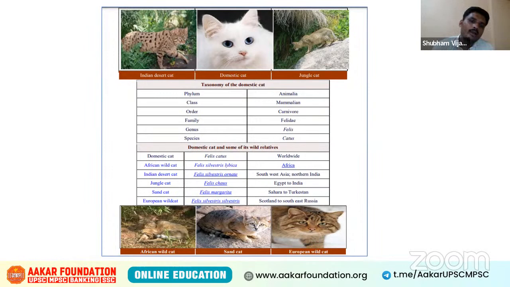Accordingly, we'll take some types. Domestic cat, its scientific name is Felis catus, and it is worldwide in distribution. Then African wildcat, called Felis silvestris lybica, present mainly in Africa. Then Indian desert cat, called Felis silvestris ornata, mainly present in Southwest Asia and Northern India.